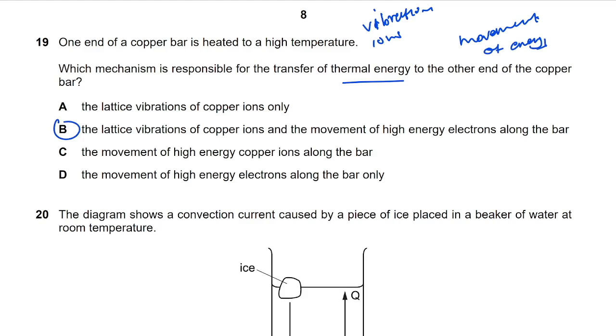This is correct, but not only. So that's wrong. Movement of high energy, not only. So this is wrong. Movement of high energy copper ions. There's no movement of ions. There's never movement of ions. Even in chemistry, there's never movement of ions. It's always vibration of ions along a bar. Okay, so the answer would be B.